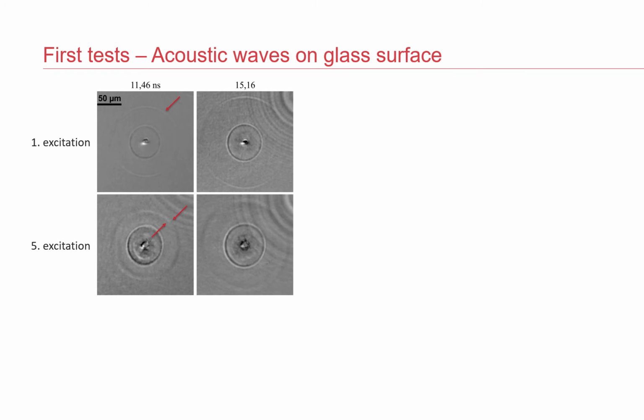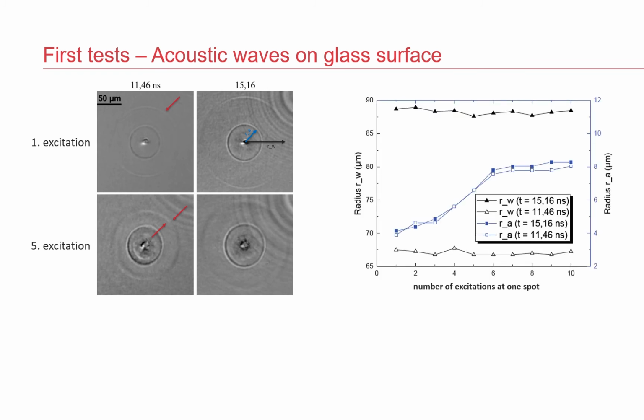Measuring the waves at different pulse energies and number of excitations at one spot is shown in the graph on the right. The outer wave's radius is neither affected by the pulse energy nor the number of excitations at one spot, and is shown by the black graphs on top and bottom.